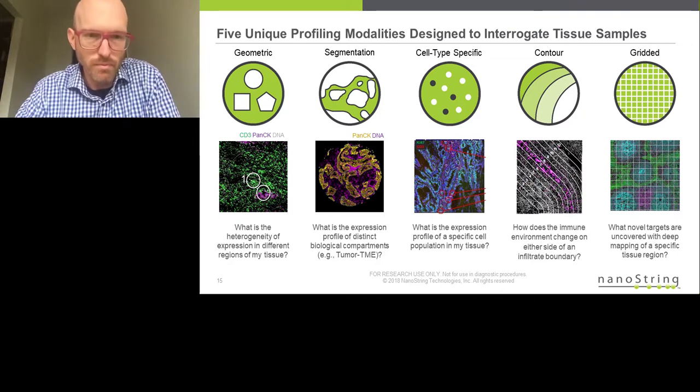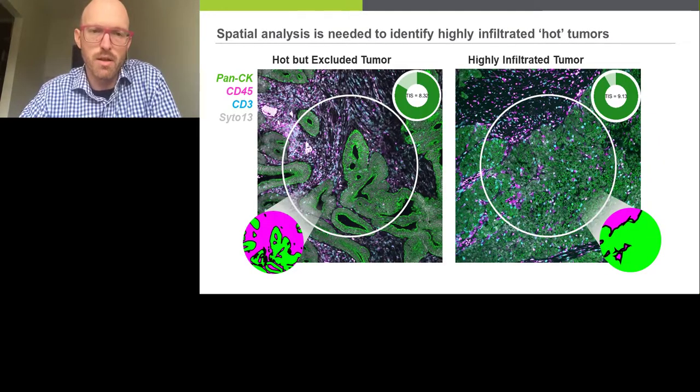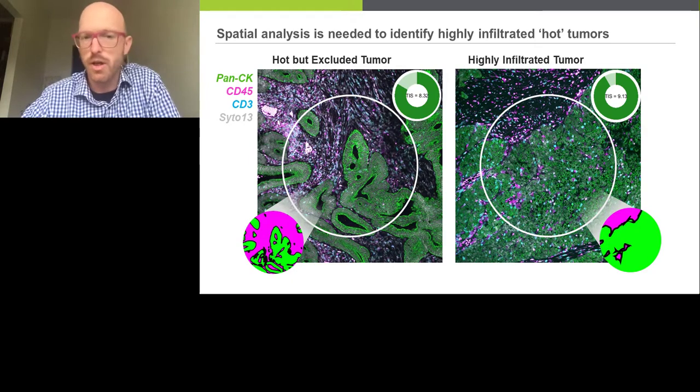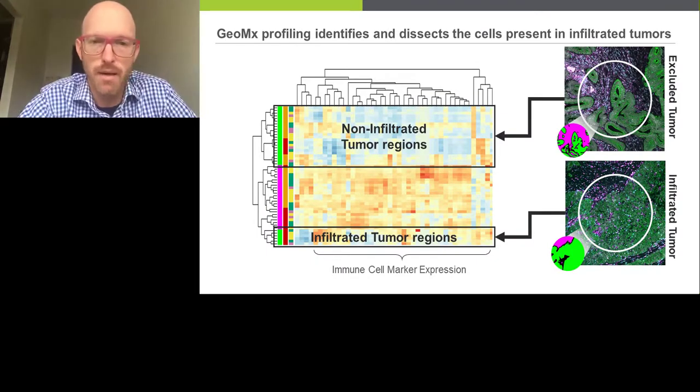So going back to our example here, we have two very different tumors that have the same bulk signature, but we'd want to profile them so that we could really pick apart what's happening here in a spatial manner. So you could just draw geometric circles over each one of those. And we can see here at the top, we have non-infiltrated tumor regions, right? You can see that in green. And then at the bottom, we have these infiltrated tumor regions.